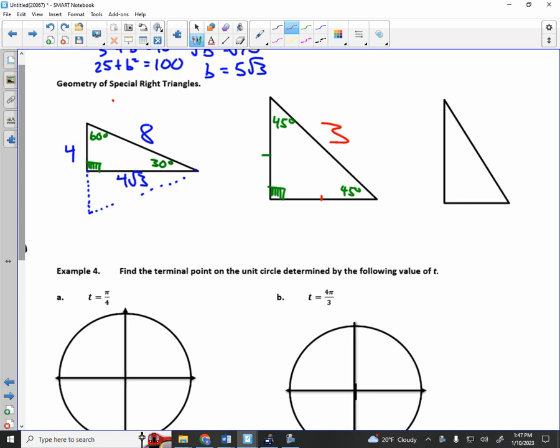To go from here to here, you multiply by the square root of 2. So to go from here to here, you divide by the root of 2. So you have 3 over the root of 2, which is the same as 3 roots of 2 over 2. Good? Okay.